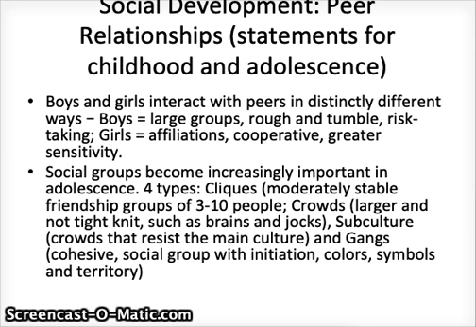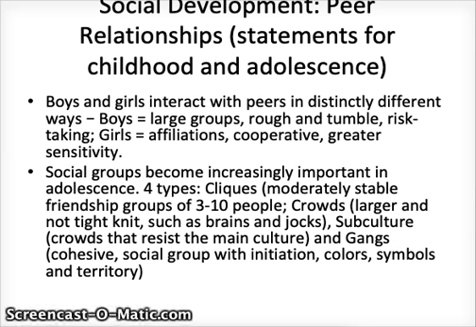Social groups during adolescence become super important, and there are 4 types of groups with categories and titles. The first one is called a clique. I'm sure you've heard of some of these, but maybe didn't know the exact definitions. A clique is basically a group of about 3 to 10 people. It's moderately stable as a friendship group, meaning the people in these groups are friends, and they often don't change. They're very stable in how they continue over time.